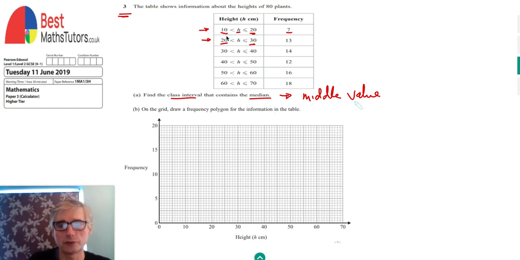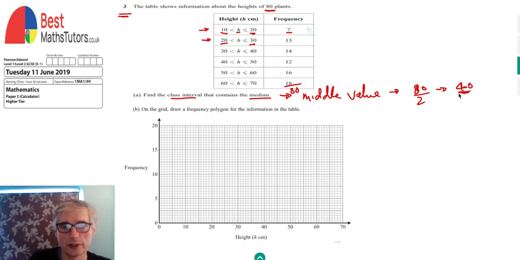So what we've got to do is find the middle value. We add up all the frequencies, and that gives us the total number of plants. If we add 7, 13, 14, 12, 6 and 18 together, we do get 80 as a total. So we're looking for the group that contains the middle plant. If we've got 80 plants, then the middle is found by dividing 80 by 2, which gives us 40. So the 40th value is the middle one, and we need to find out which group contains the 40th plant.